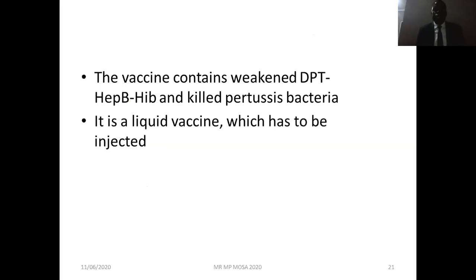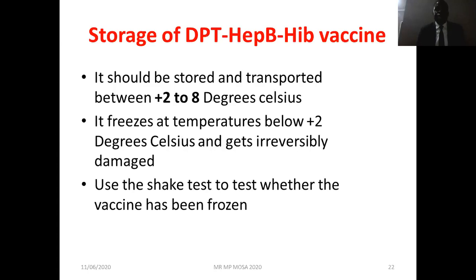The vaccine contains weakened DPT, Hib, and killed pertussis bacteria. It is a liquid vaccine which has to be injected. So the vaccine comes in liquid form, and it contains weakened DPT-Hib, or in other words, it contains the microorganisms that cause diphtheria and pertussis, which are in the form of bacteria, but these bacteria have been weakened. So when they have been injected into a child, the child becomes immune against these microorganisms. So the child becomes immune against infection or conditions which are being caused by these microorganisms.